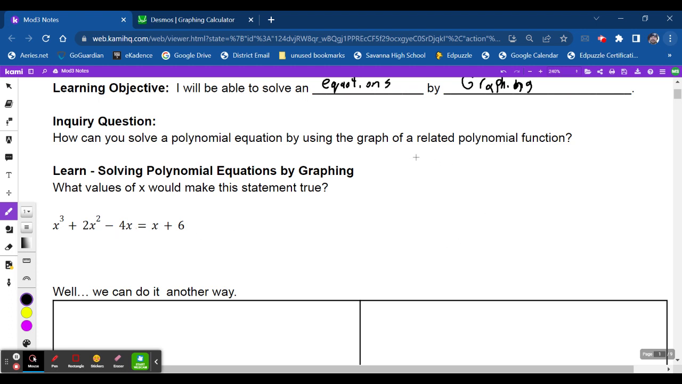So we can start plugging in numbers. If we plugged in 0, would it work? No, it's not going to work. 0 is not equal to 0 plus 6. That's not true. But if we plugged in negative 1, negative 1 times negative 1 times negative 1, I got negative 1, and then plus 2 plus 4 is equal to negative 1 plus 6. Well, I have 6 plus negative 1. Hey, wait a second here. 5 equals 5, so negative 1 works.